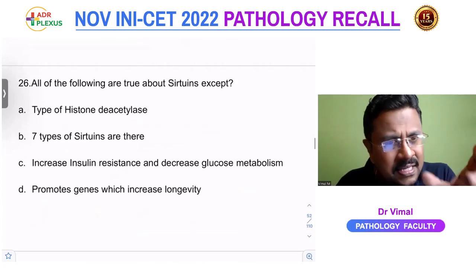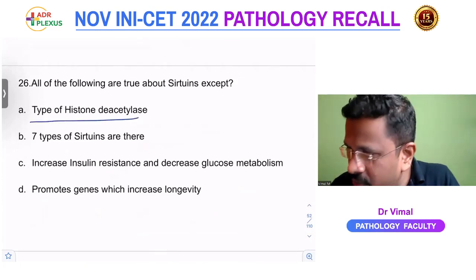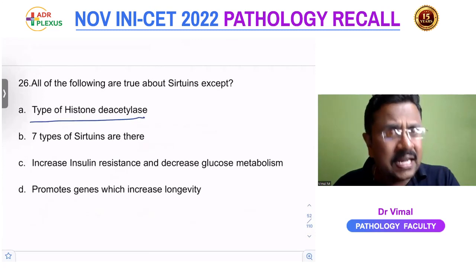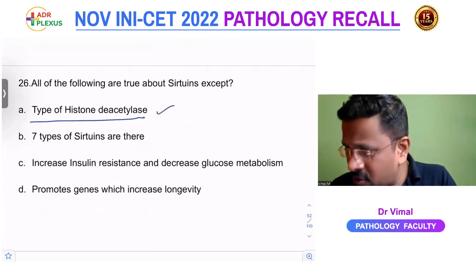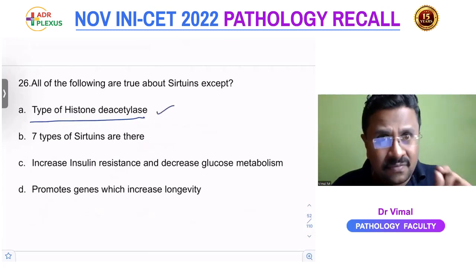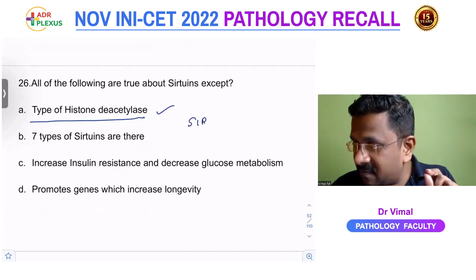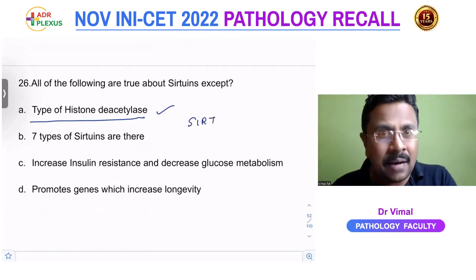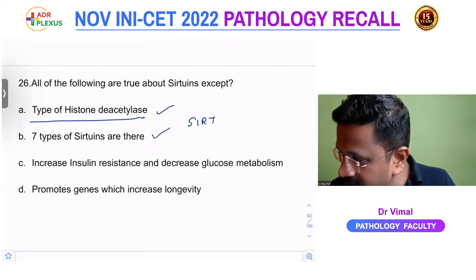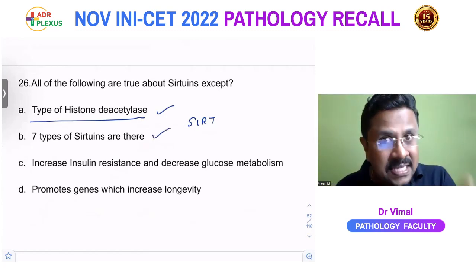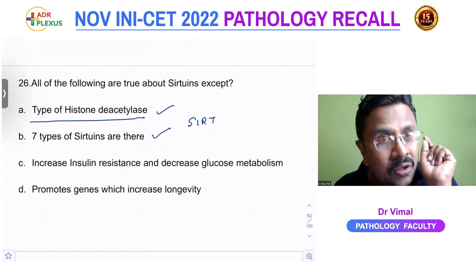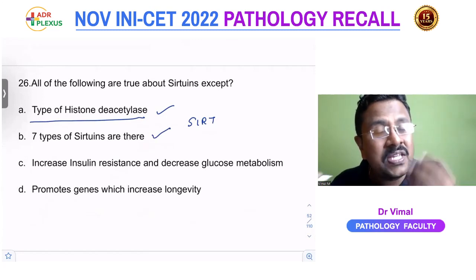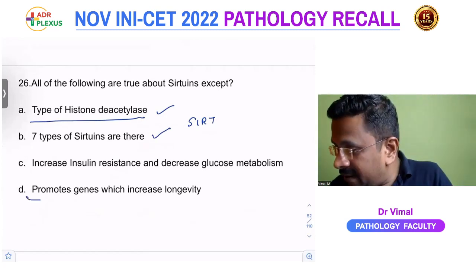Now if you see this option, that it is a type of histone deacetylase, yes, this is true. And there are 7 types of sirtuins, denoted as SIRT1, SIRT2, SIRT3, like that, up to 7 types. Yes, this is also a right option. As I said, sirtuins are the compounds which increase longevity.